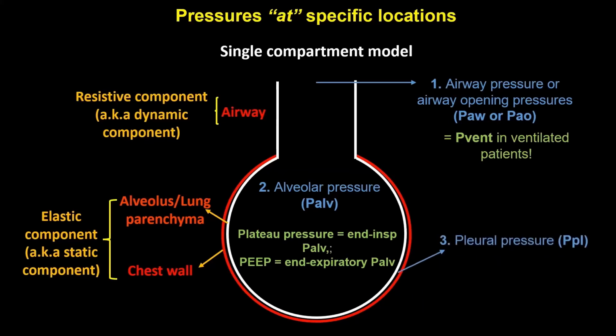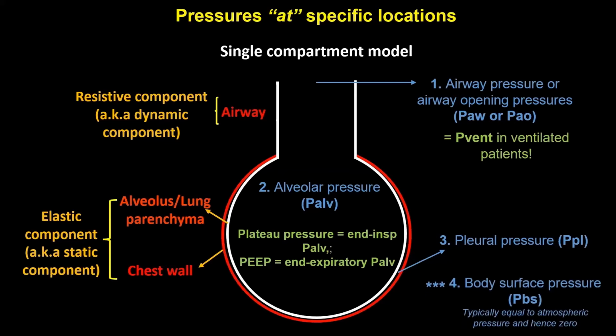So the third pressure is the pleural pressure. This is simple to understand, right? It's the pressure in the pleural space right outside the lungs and within the chest wall. And the fourth one is body surface pressure. Now, we don't use this a lot. However, this is pressure outside the body, which is atmospheric pressure, because unless we are in a negative pressure chamber, this should be equal to 0. These are the 4 pressures out of the 8. I think these are all easy to understand: airway opening pressure, alveolar pressure, pleural pressure, body surface pressure.